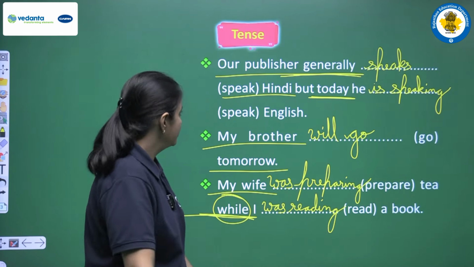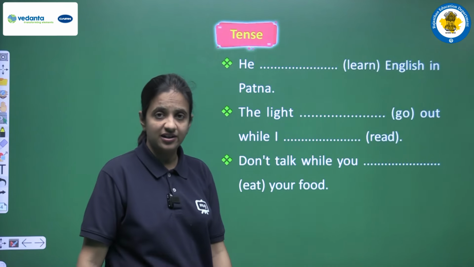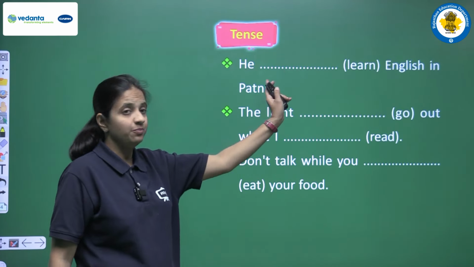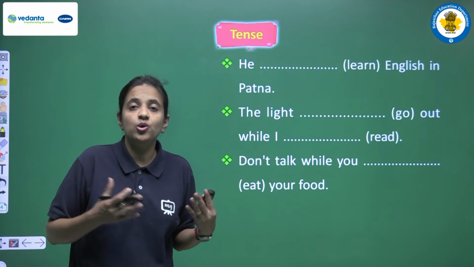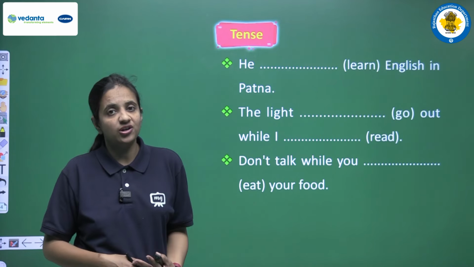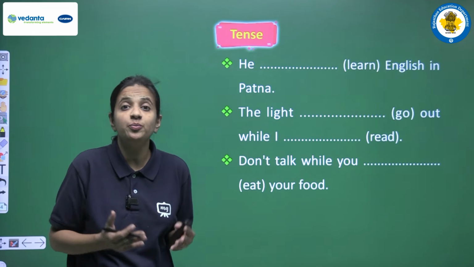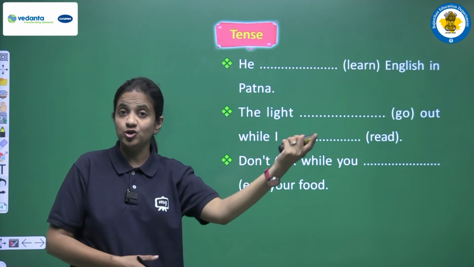Clear? Next is he learned English in Patna. So it's a very simple sentence. He learned English in Patna, and in this sentence we are having no word to show the time, that we are talking about future, past, or present, right? Because इस sentence में ऐसा कोई भी word नहीं है जो कि time को show करता है.